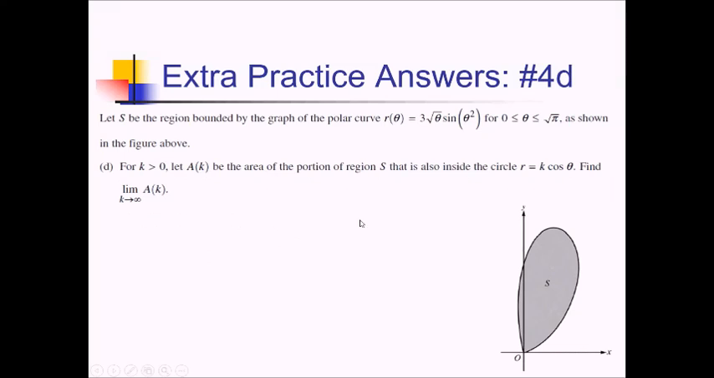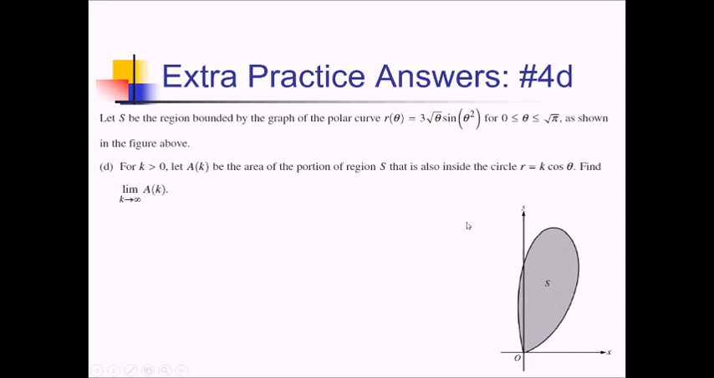For this last problem part, kind of the final boss battle of this, they're saying for k greater than 0, let a of k be the area of the portion of the region S here that's also inside the circle r equals k cosine of theta. We want the limit as k approaches infinity of a of k.